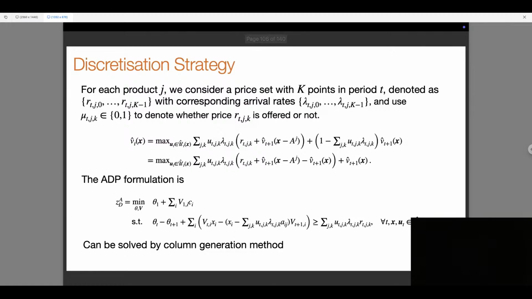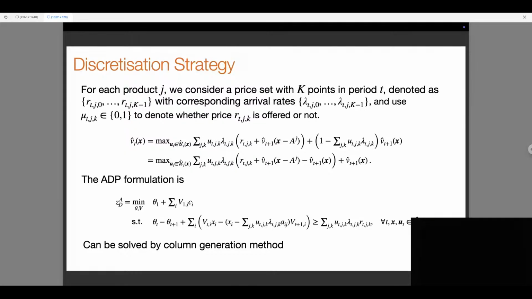And another way is to do discretization. That is a discretization strategy: for each product j, we do not consider a continuous price set. Instead, we consider a price set with K points in period t, denoted as r_tj0 to r_tj(K-1), with the corresponding arrival rates, that is the demand rates lambda_tj0 to lambda_tj(K-1). And we use mu_tjk belonging to 0 or 1 to denote whether the price r_tjk is offered or not.